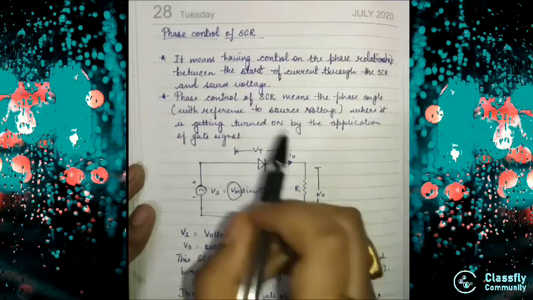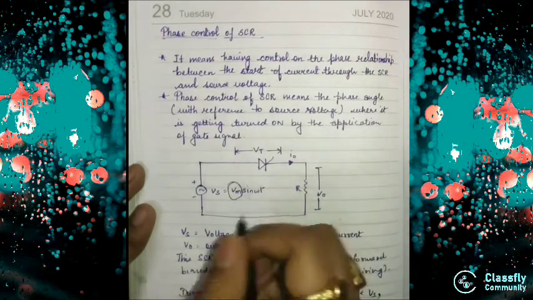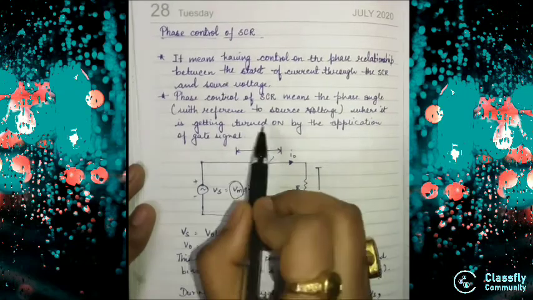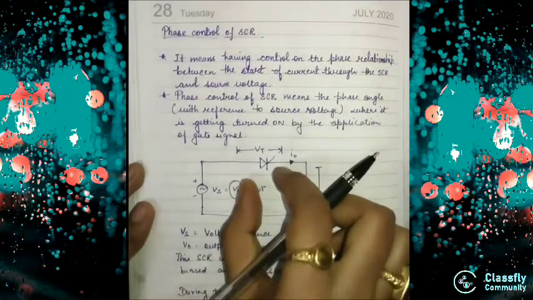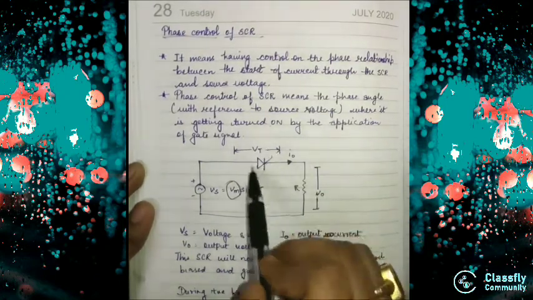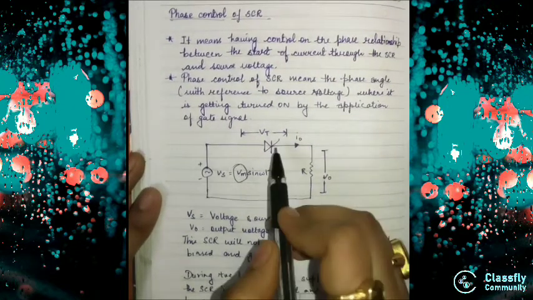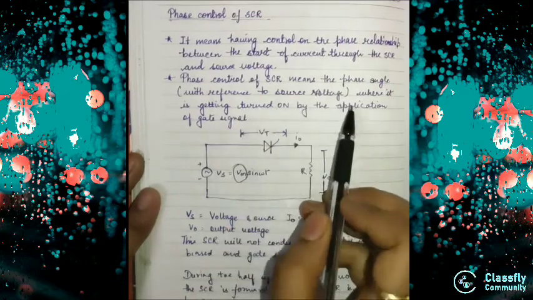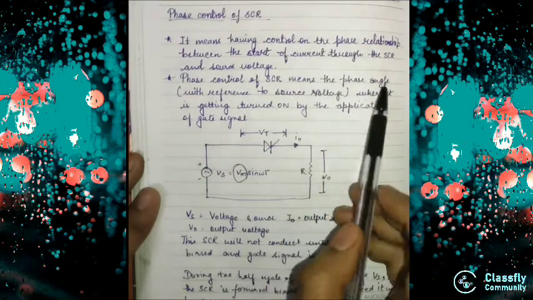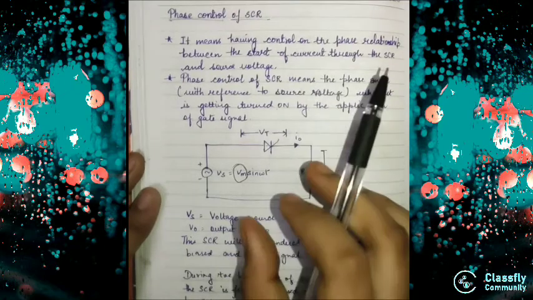Okay, so phase control of SCR also means the phase angle, that means the angle formed with reference to your source voltage, where it is getting turned on by the application of the gate signal. That means this is an SCR, or you can say thyristor. So this thyristor needs some triggering event or a firing angle, right? So at that point of time it turns on for the application of this gate signal. So this will be the phase angle with reference to the source voltage, where it will get turned on.